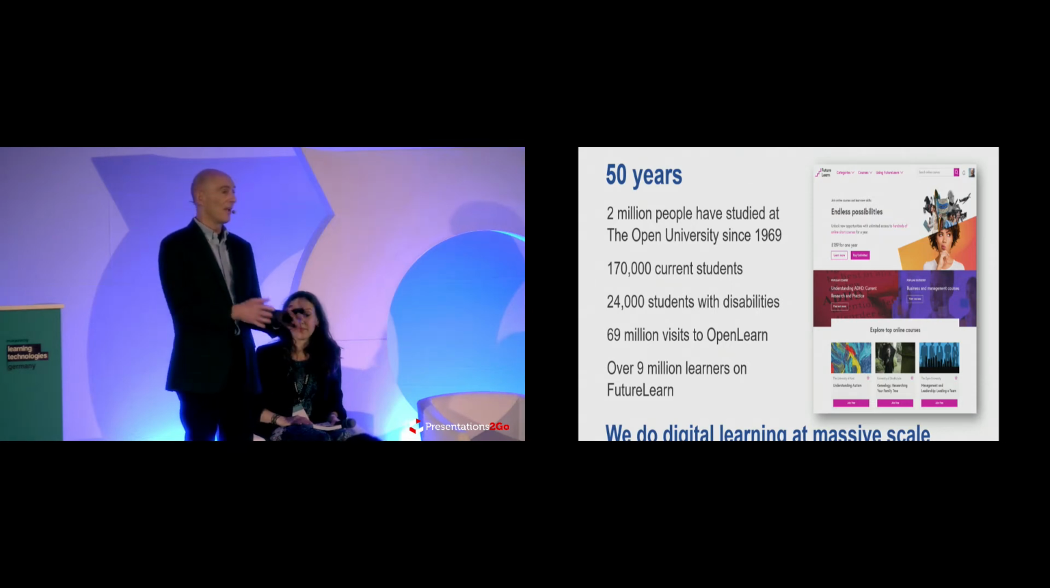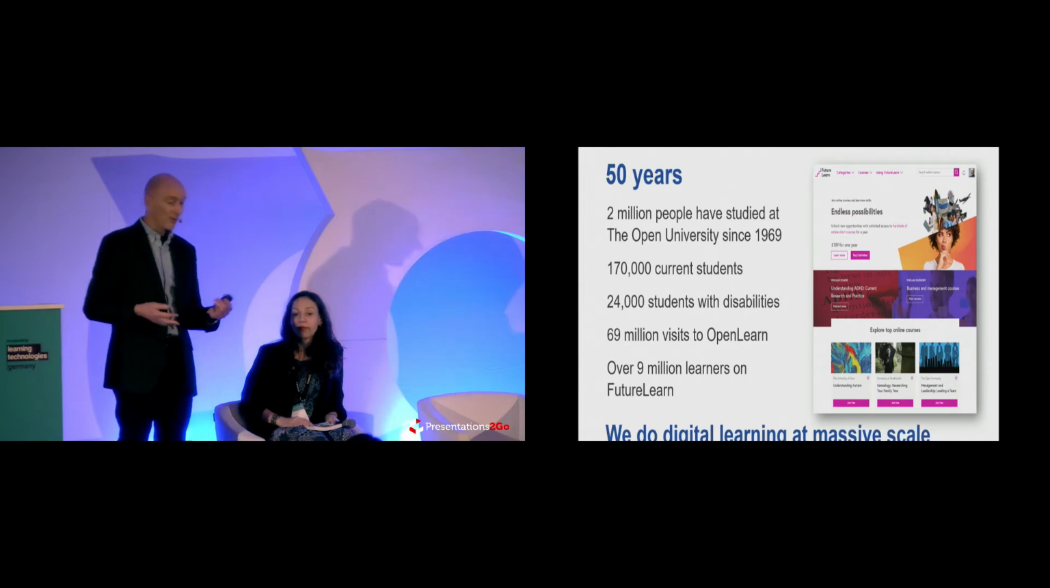We have 170,000 current students, 24,000 of those with disabilities. We encourage people with disabilities to study at the Open University. And also we have 2 free open platforms. FutureLearn has had 69 million visits, mainly for pre-university courses and content, and over 9 million learners, just coming up for 10 million learners now on the FutureLearn MOOC platform that was set up by the Open University. So we do distance learning at massive scale.